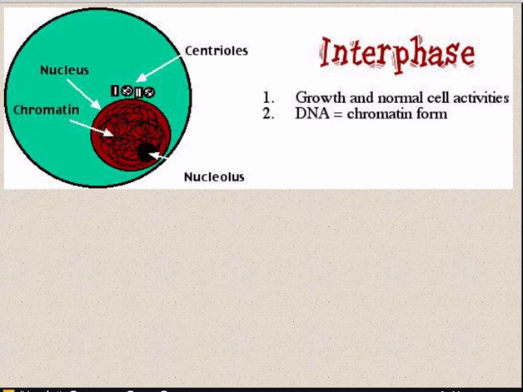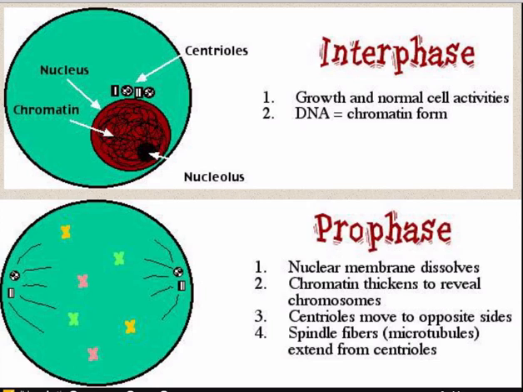Okay, at this point we'll go into a little bit of detail on each of the stages. As I said already, interphase is the normal growth and normal cell activity stage. DNA is still wound up in that chromatin form. It's messy, it looks like spaghetti. We don't see those chromosomes yet. That's the interphase stage. The next stage, the first stage of mitosis, is called prophase.